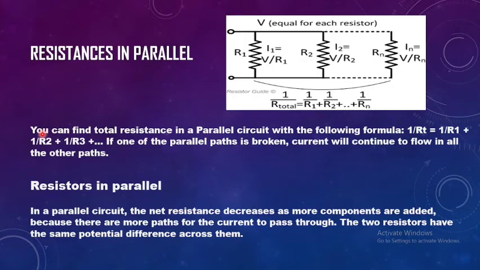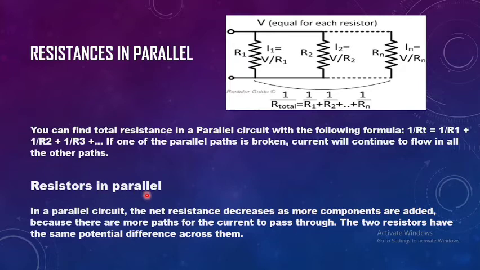So, we have resistances in parallel. Here we have the circuit. You can find the total resistance in a parallel circuit with the following formula. We have the formula for the total resistance: 1 over R total equals 1 over R1 plus 1 over R2, and so on.